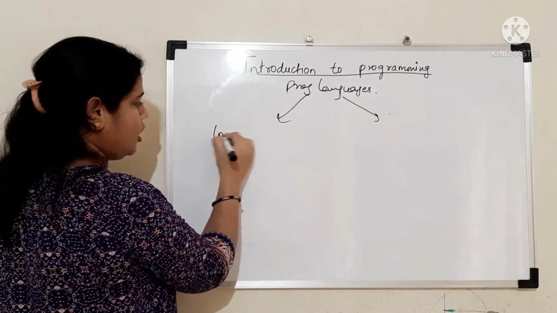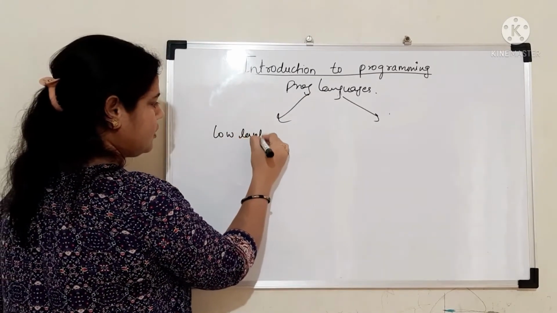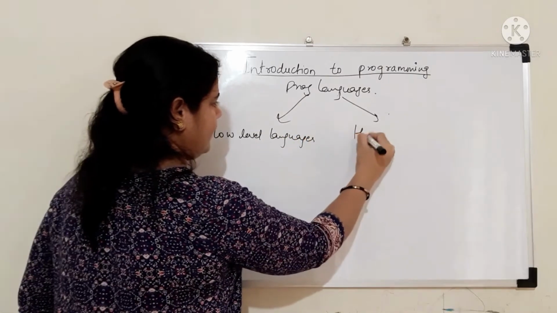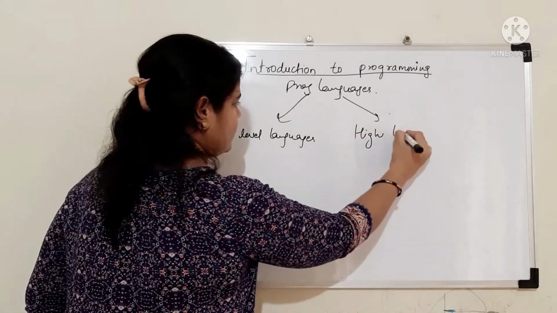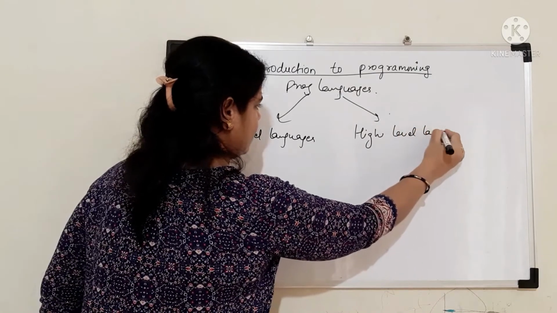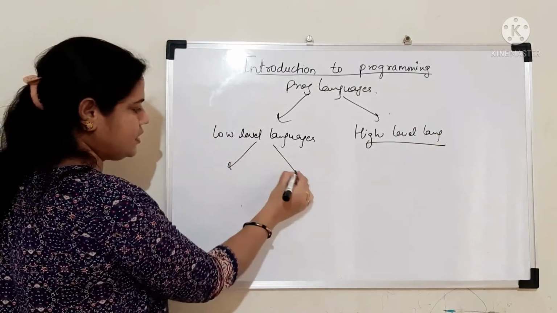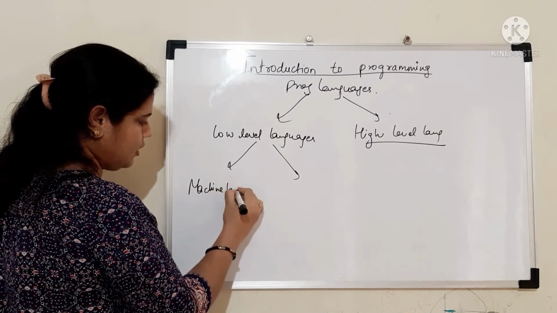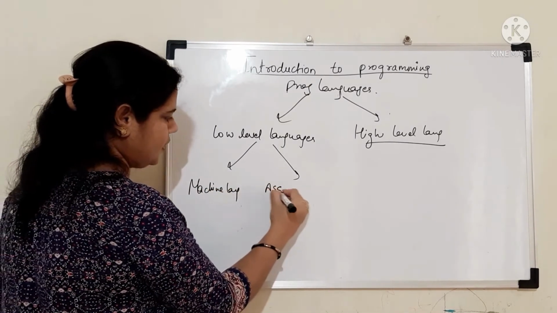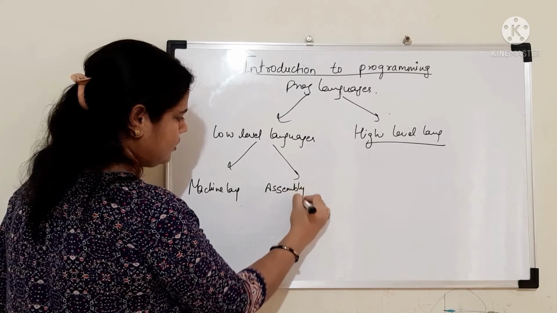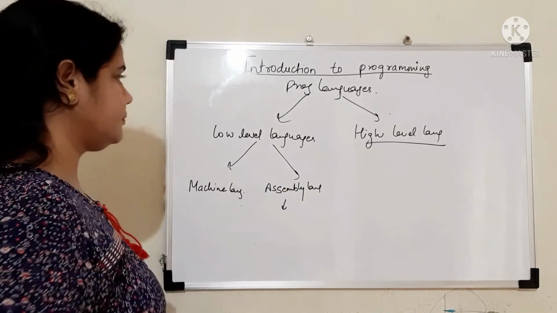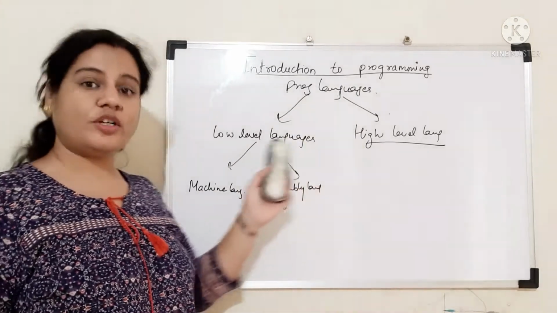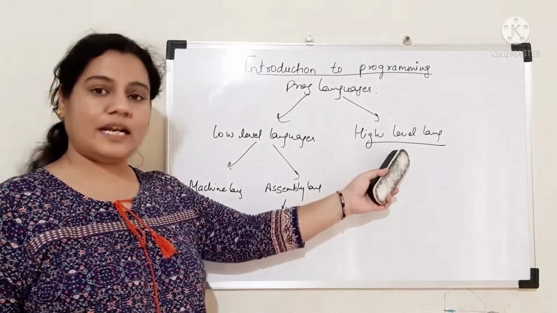Now programming languages are of two types. First is the low level language and second is the high level language. Low level languages are like machine language and assembly language.